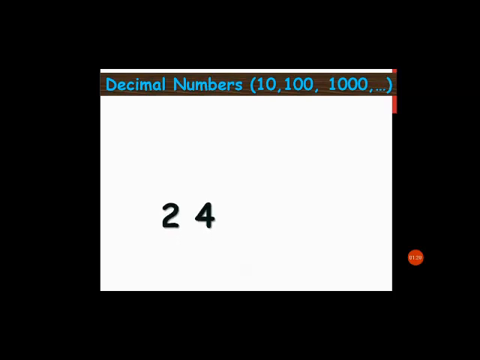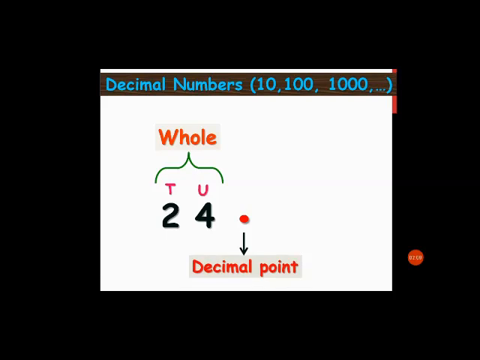So look at this whole number here I have, which is 24. As we know, the 4 refers to the units place and the 2 refers to the tens place. So this is the whole number we used to have. The decimal is another place beside the whole number, to the right of the whole number, referring to the number of parts you have out of 10 or 100 or 1000. So this is the decimal point, and I would say 0.3.